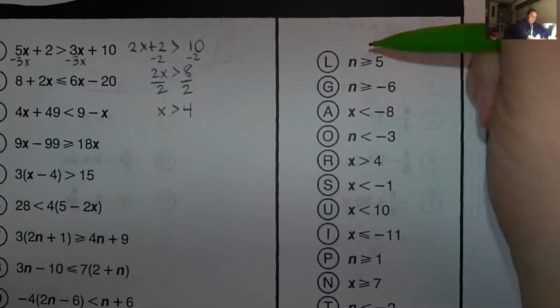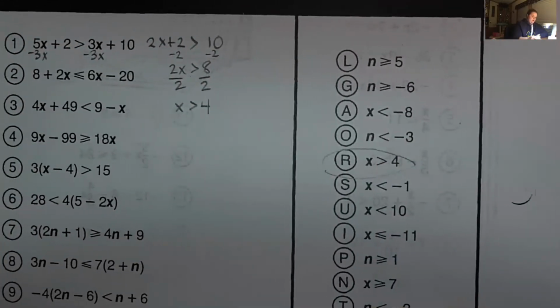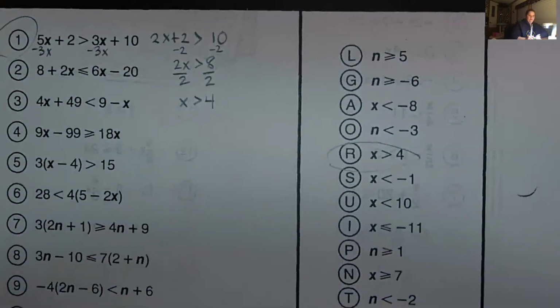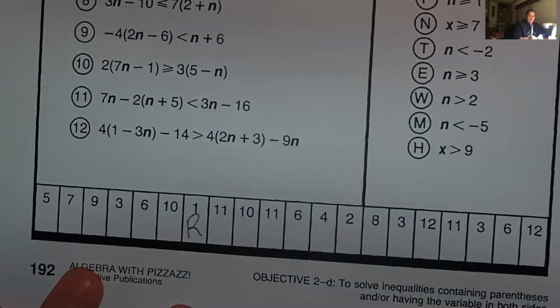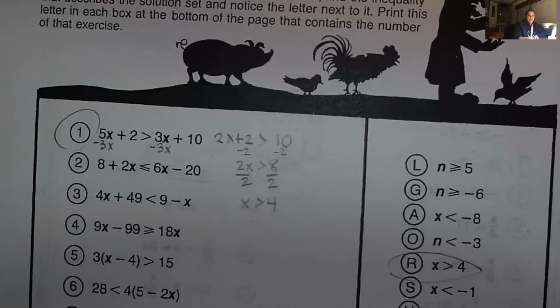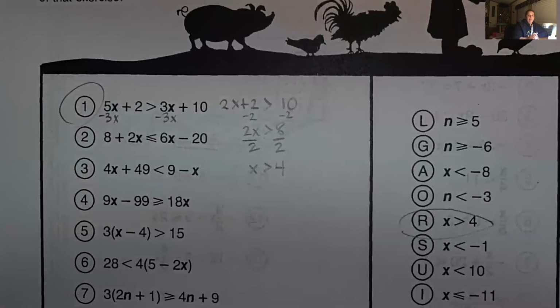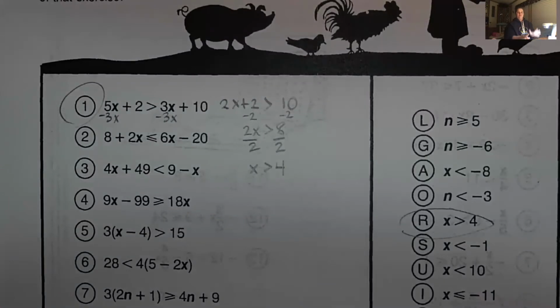So look for x is greater than 4. I see it right here. So number 1 is R. Wherever you see a 1 down here, you're going to put in an R. That's how you do this worksheet. So you're just solving. And remember that if you divide or multiply by a negative number, you need to flip your sign. That should take care of your instruction for those two.